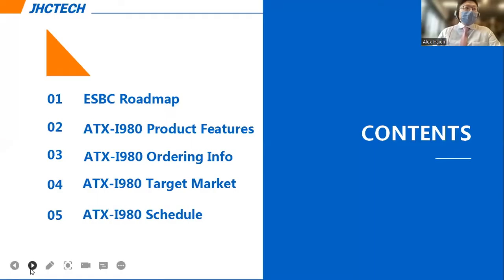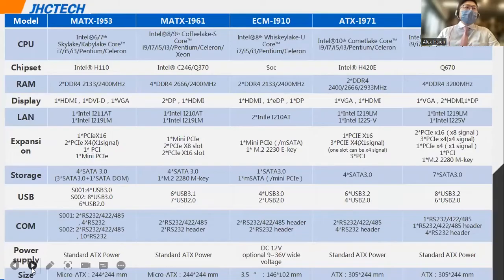Okay, so this is the content. We can see the roadmap table. I'll introduce the 5 motherboards. Now we introduce the ATX i980 version. You can see the feature we emphasize is the Intel Alder Lake Core CPU.